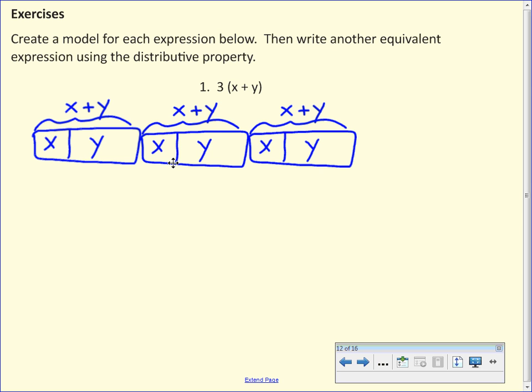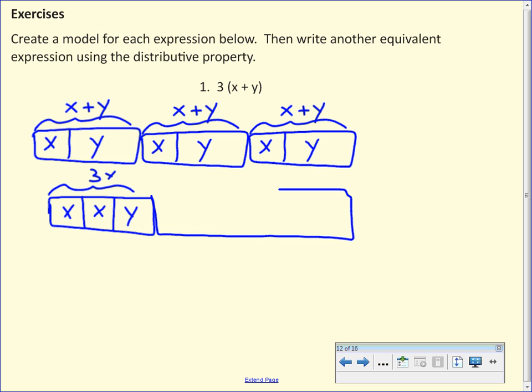But now, let's draw another model, because I can rearrange them, right? How many x's do I have? I have 3 x's, drawing them about the same size, because both models should be equal. And I have 3 y's.